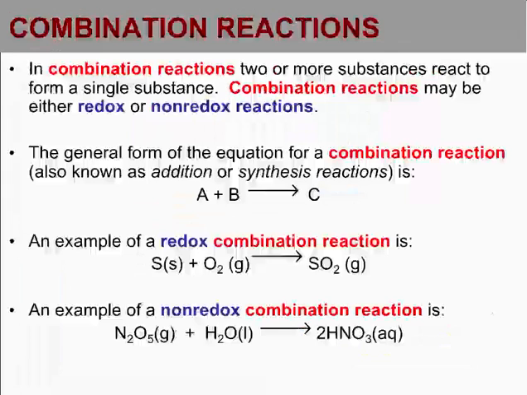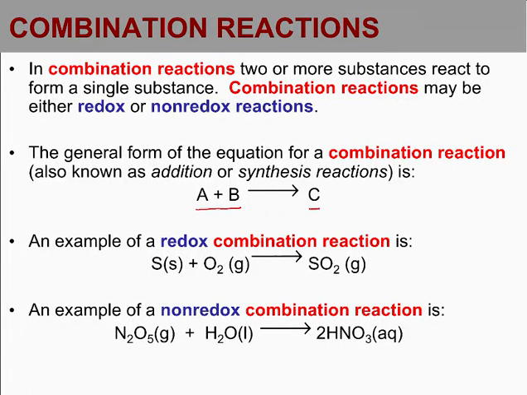The next reaction is a combination reaction. In combination reactions, 2 or more substances react to form a single substance. And combination reactions can be either redox or non-redox as well. So the general form of the equation for a combination reaction, which is also known as addition or synthesis, is A plus B. So again, we have 2 reactants, or you can have more as well. And then we're just producing one product.